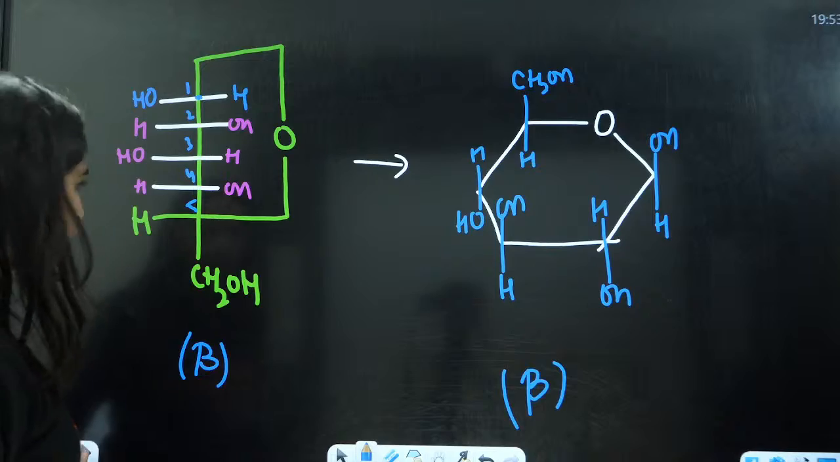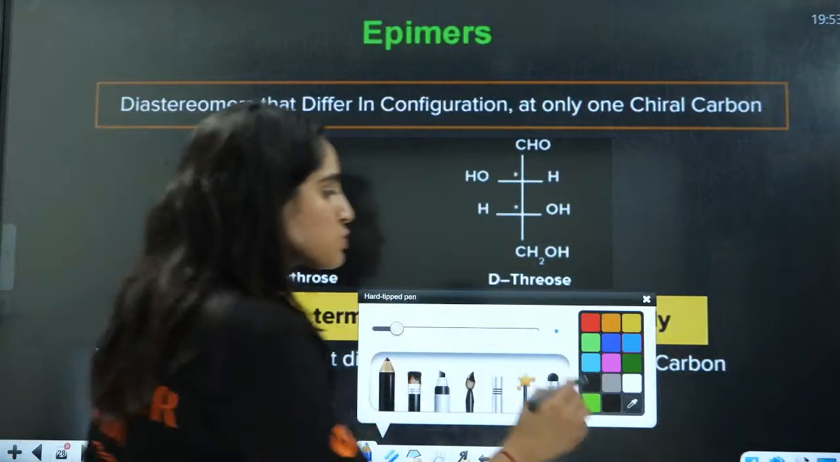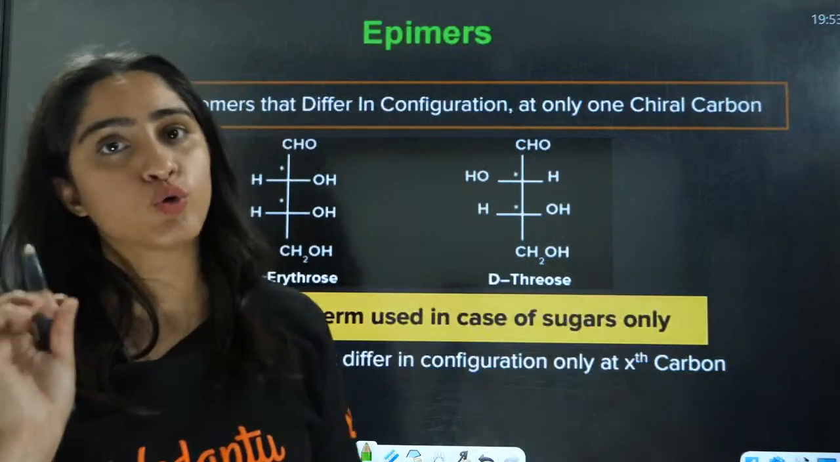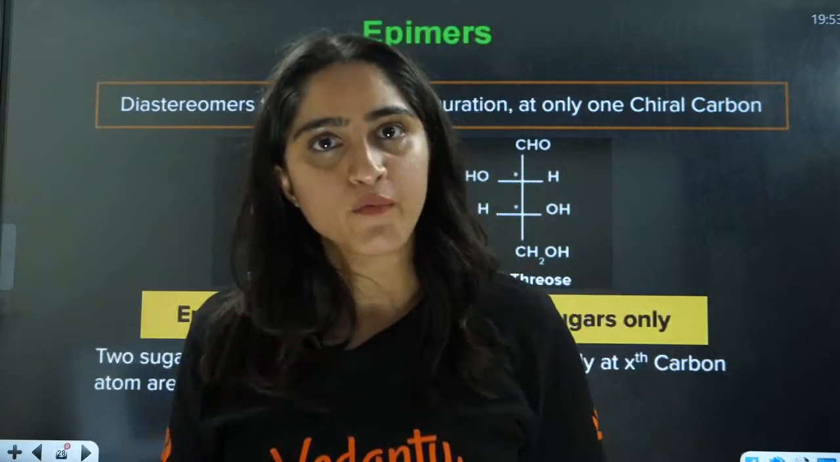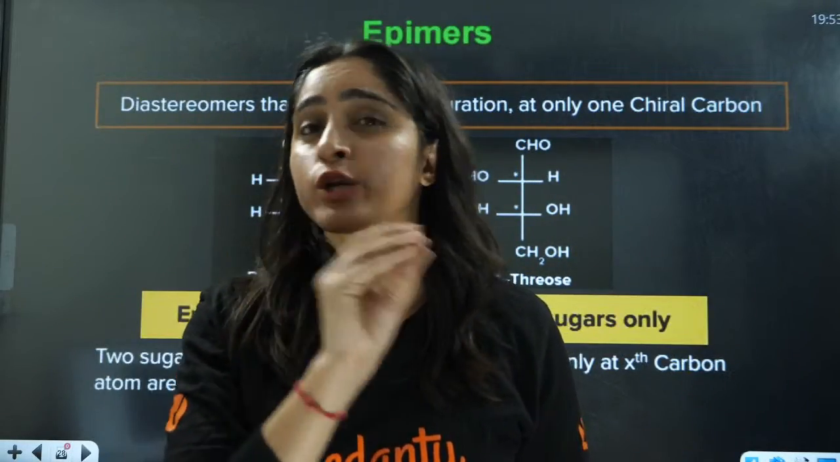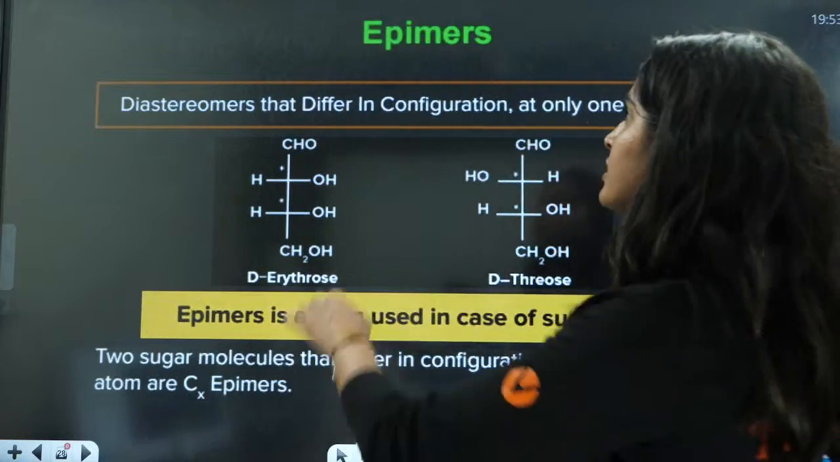Okay, perfect. You guys are drawing perfectly. So this was about the beta and alpha glucose. If you know how to draw the structures of glucose, this is going to be so easy for you, right? Okay. So now the epimers.